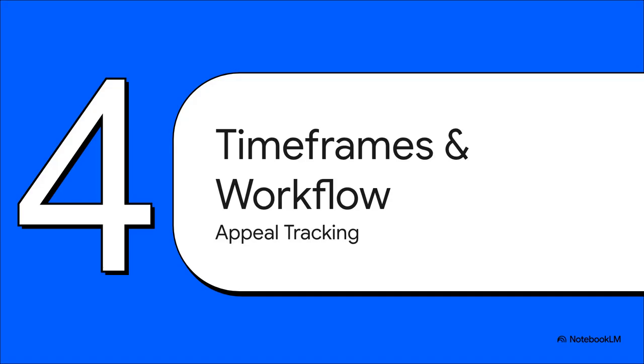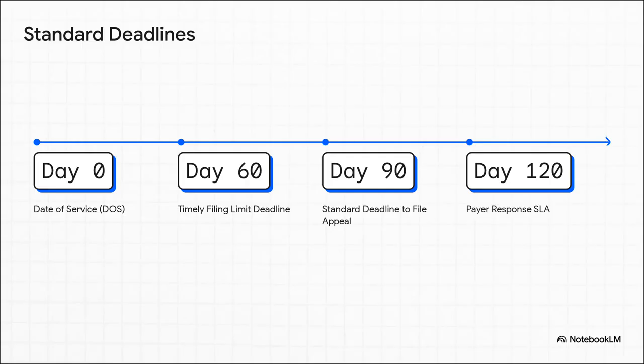All right, Section 4, Appeal Timeframes and Workflow Tracking. Timing is absolutely everything in revenue cycle management. A perfect, bulletproof appeal packet is totally useless if it arrives on the payer's desk even one day late. Look at how these standard deadlines stack up. If a payer has a 60-day timely filing limit and they deny your claim, you typically have a strict 90-day window to file your appeal.